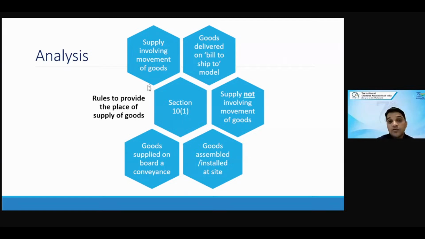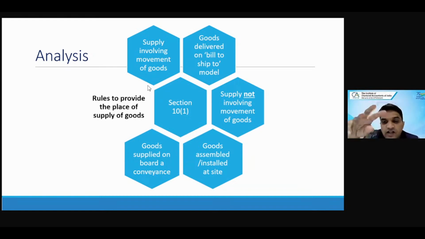Where the supply involves movement of goods. Even with goods also, there can be some variations. First is where the supply is involving movement of goods. Second is where the goods are being delivered on a bill to ship to model. Third is where the supply is not involving movement of goods. And then the fourth scenario will be where the goods are assembled. So various scenarios are there. For each scenario, we'll deep dive and see what is the place of supply.